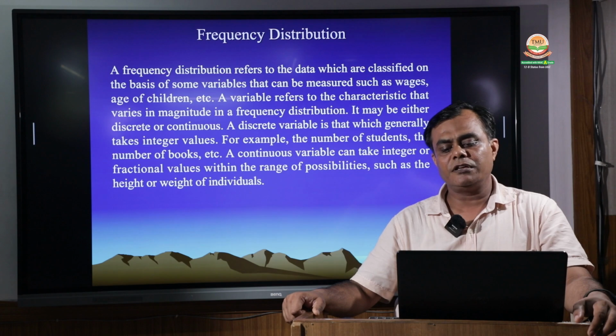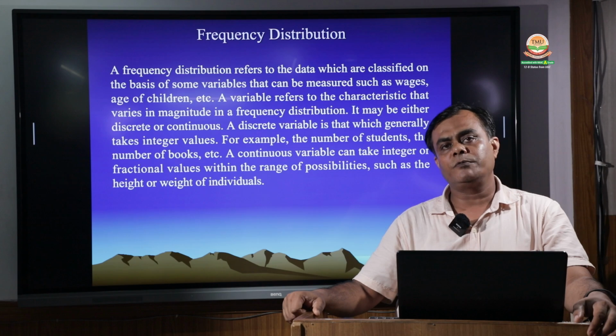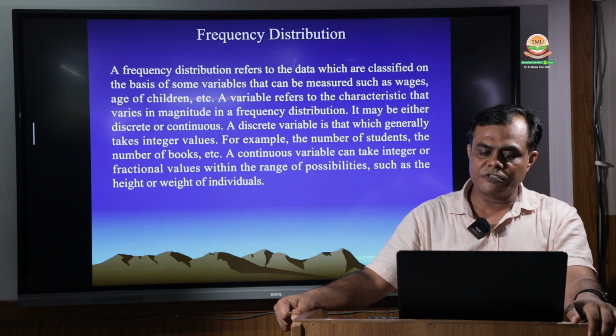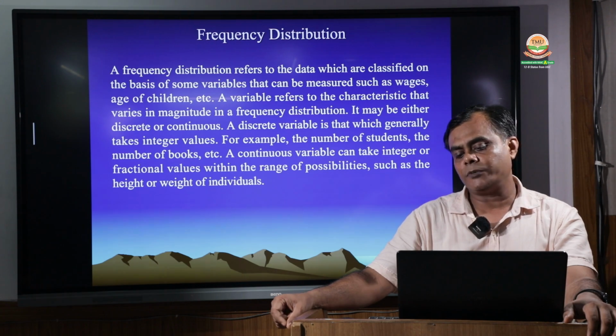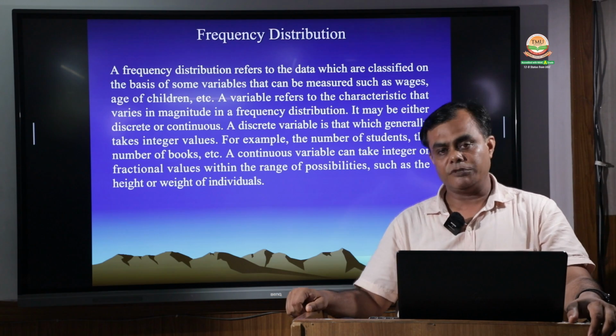A discrete variable is one which generally takes integral values, for example the number of students or the number of books. A continuous variable can take an integer or a fractional value within the range of possibility, such as the height and weight of individuals.